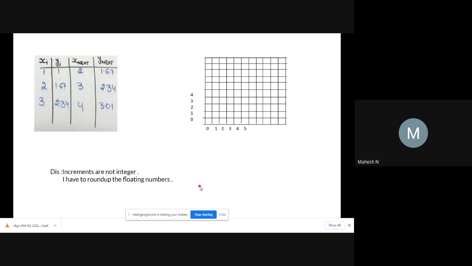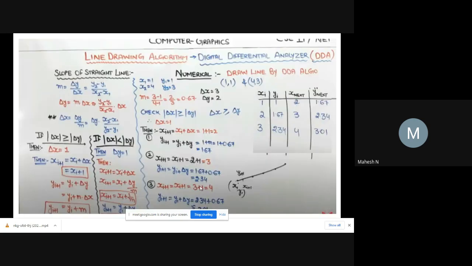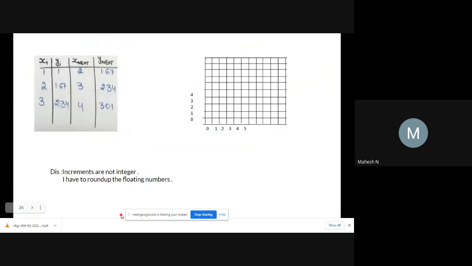Obviously, this algorithm was very fast because there was nothing much to calculate. It was calculating the slope and checking if dx is greater than dy. If that was the case, it was doing this, else it was doing this. The procedure was simple, so it was fast. But the problem was its floating point calculations. I could not find the pixel for that, so I was rounding off to the nearest pixel, and that was not the exact one that was required.